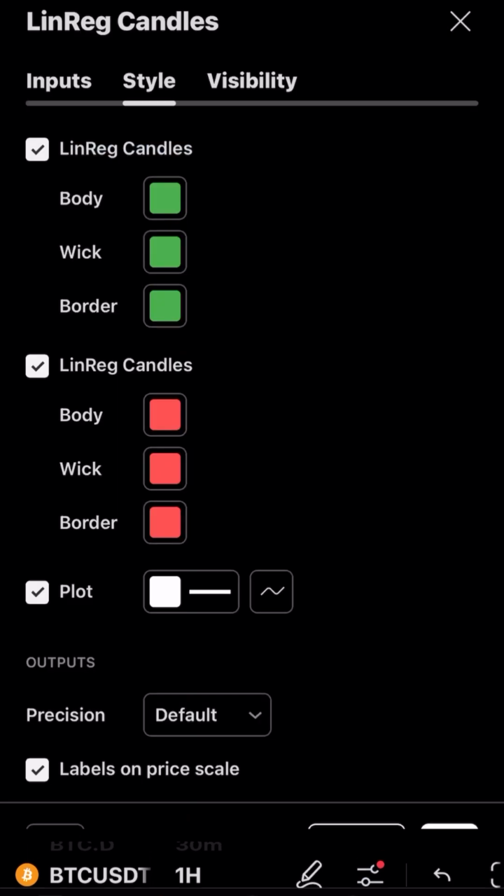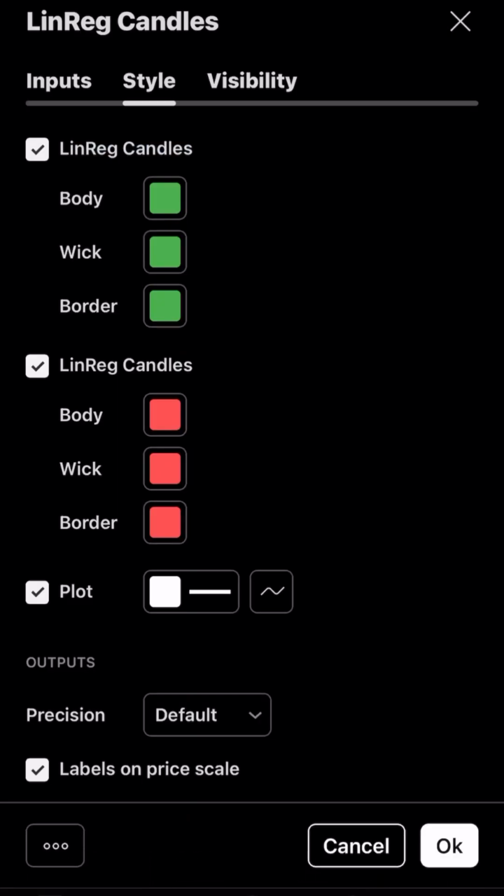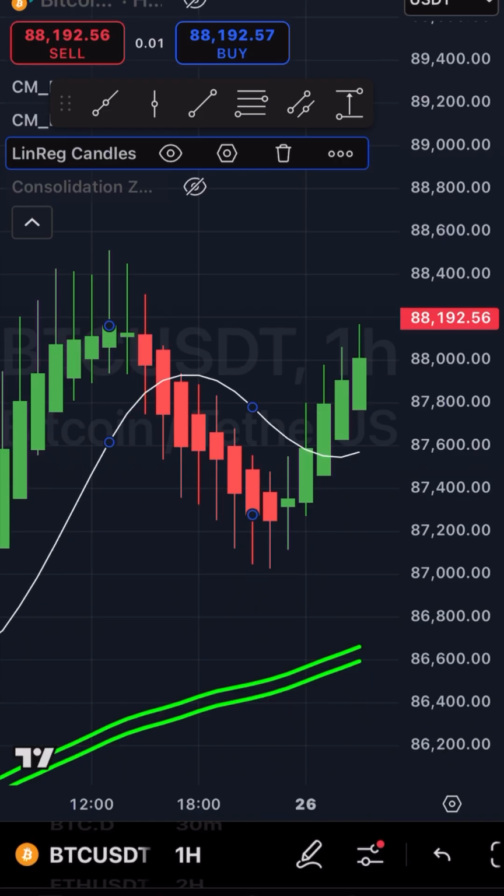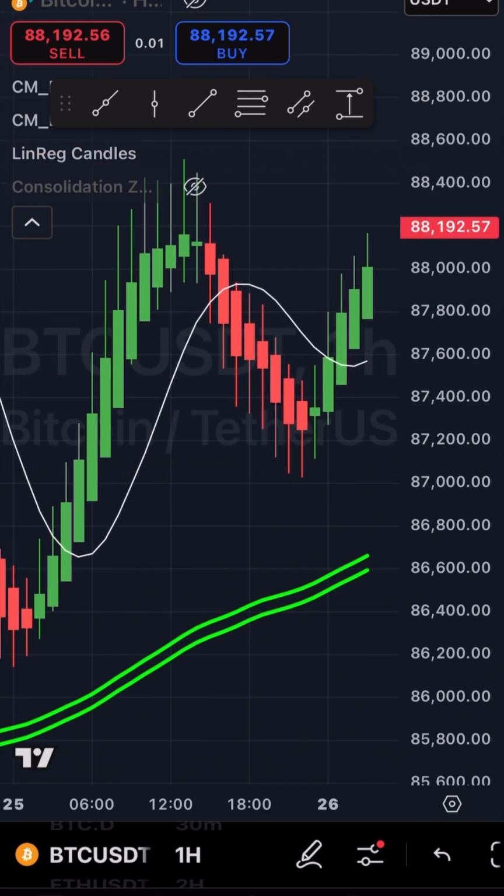Basically, you can change the settings, but you basically need everything by default for this. You can change the colors if you want. But what you want to do is look at this on a longer time frame. Now we're going to be on Bitcoin. We're going to use Bitcoin as an example.